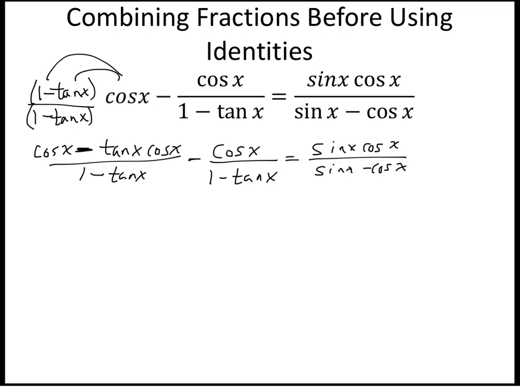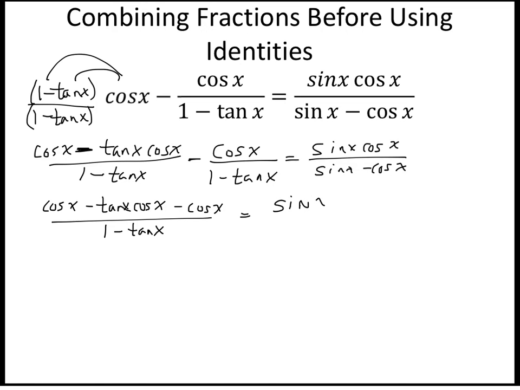And this gives me cosine x minus tangent x cosine x, minus another cosine x, all over 1 minus tangent x, equals our right side, which is sine x cosine x over sine x minus cosine x. And we can see that the cosines are going to cancel out. And then if I remember properly, tangent is sine divided by cosine, right?